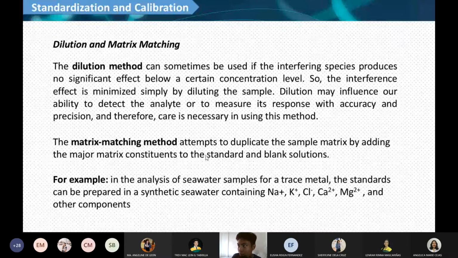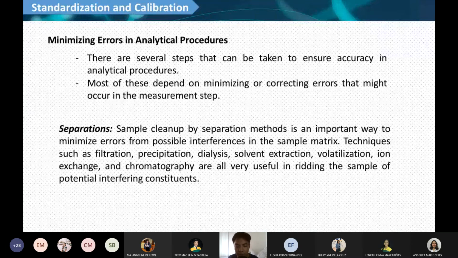And then the last one would be the matrix matching method. So what happens here is that you add matrix, you copy whatever is in your matrix. Pag sinabing matrix, yun yung overall constituent ng substance mo. Okay. So kinokopya mo lang lahat, no? So that whenever may makita kang difference sa reading, then you can determine the concentration of analyte from those differences. Okay? So, yun lang. So, again, ano yung ways to minimize the errors?